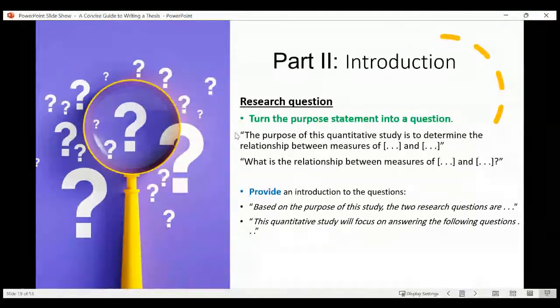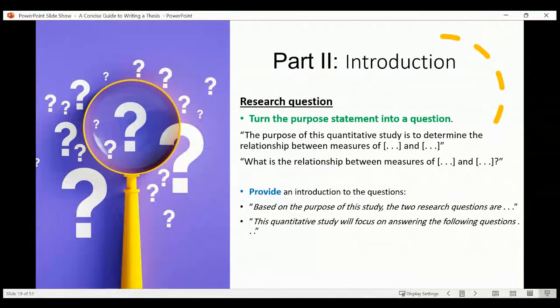Look at this. The purpose of this quantitative study is to determine the relationship between measures of X and Y, for example. Simply put, the question here: what is the relationship between measures of X and Y? So this is your research question. There are many types of research questions and ways to write them, but this is an effective way of writing research questions.